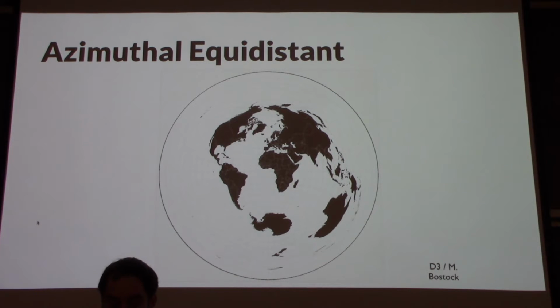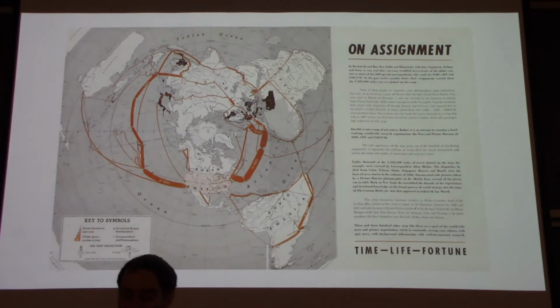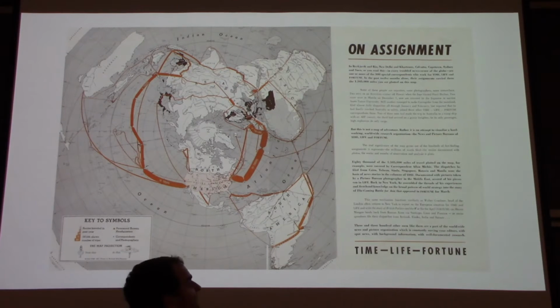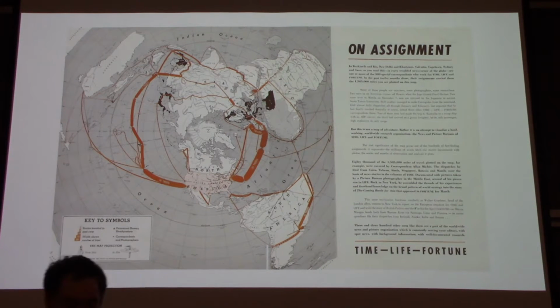So here is how that looks if you don't center it on a pole. This is a little bit unfamiliar, but if you have a map like this, it might make sense. It gives you a nice overview. So this is from a while ago, showing how people working for Time, Life and Fortune, how reporters traveled and where they went to.